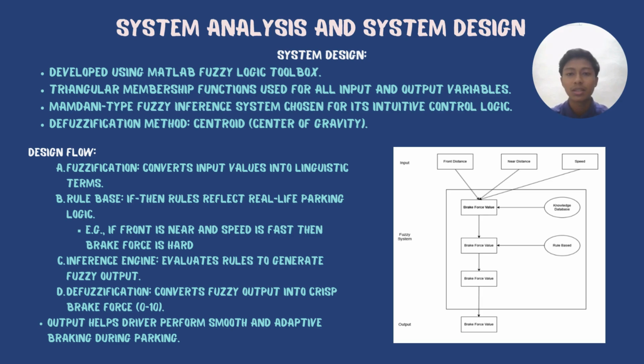First, fuzzification: turn numbers into fuzzy terms like fast or near. Second, rule base: use if-then logic, for example, if front distance is near and speed is fast, then brake force is hard. Third, inference engine: process the matching rules. And four, defuzzification: give a final number like 8.5 for the brake force. The design allows the system to respond smoothly and intelligently, just like a human would when they're parking.